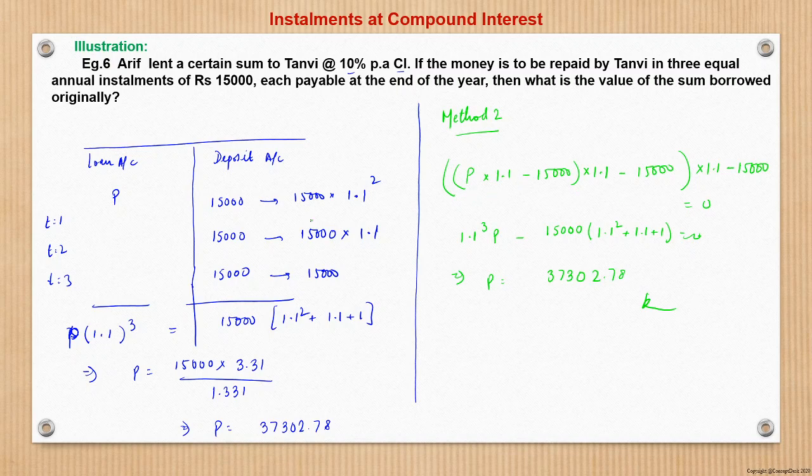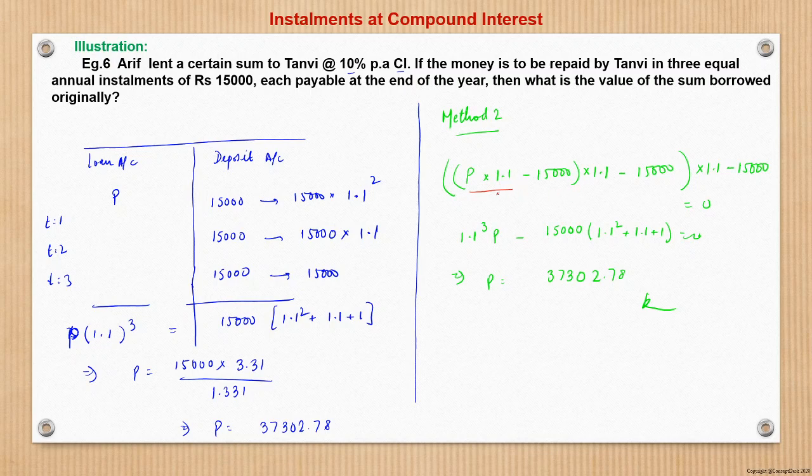How did I write this in one step? I mean, see, understanding is very simple. We started with a principal of 1. This principal becomes 1.1 times at the end of the first year, right? Then at the end of the first year, an installment payment came of 15,000. So the outstanding amount due to the bank will reduce by 15,000.